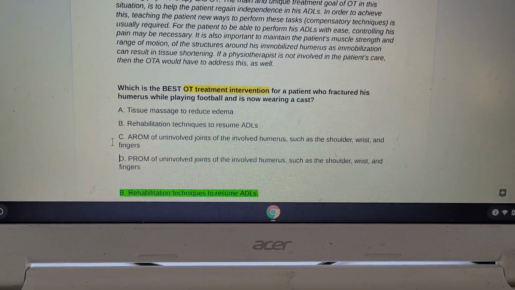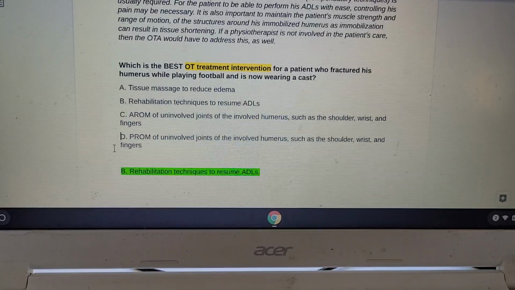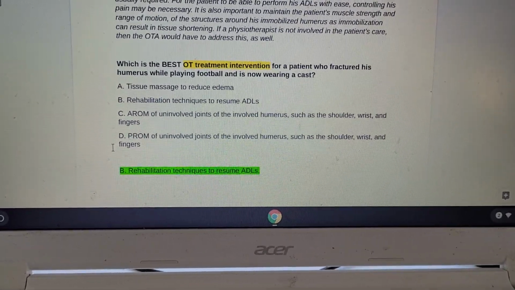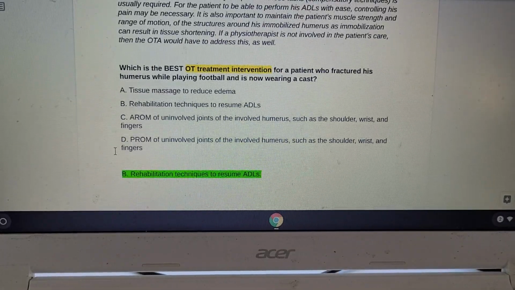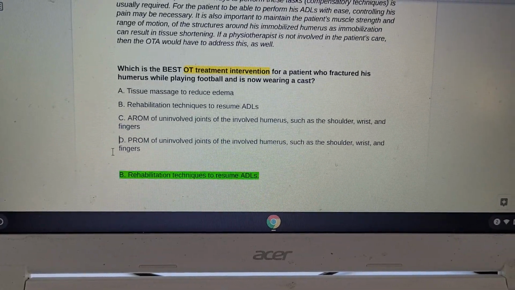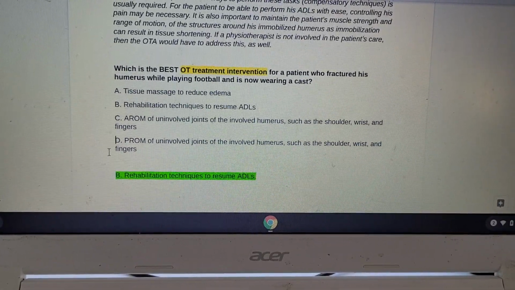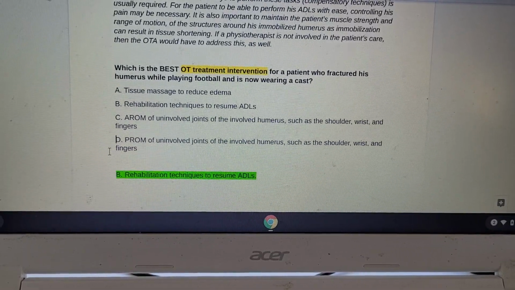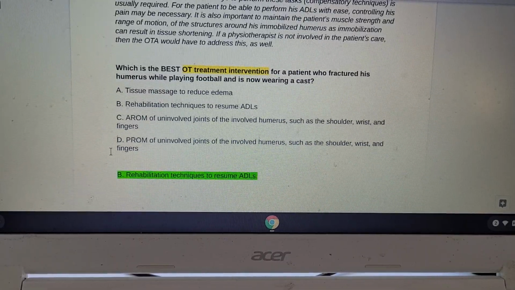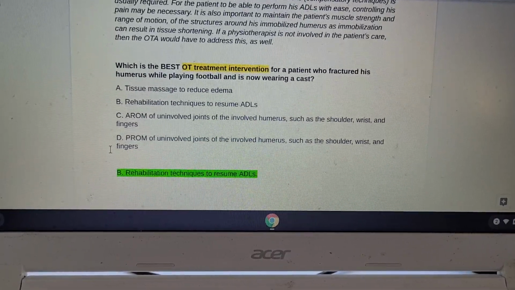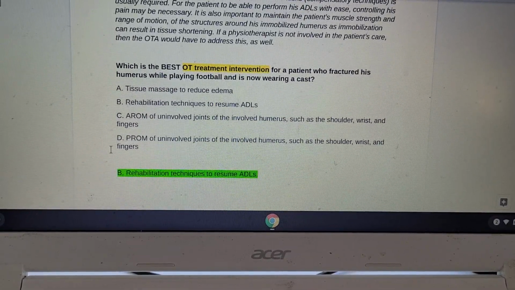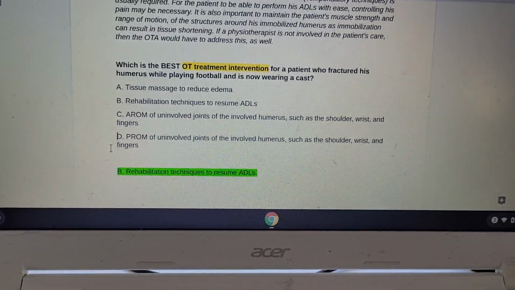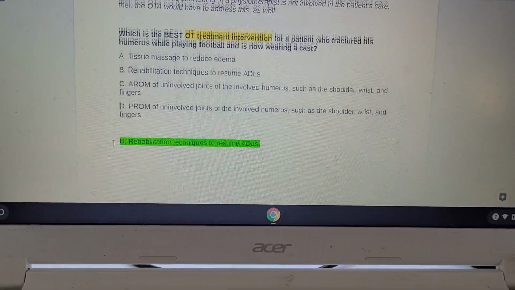What is the best OT treatment intervention for a patient who fractured his humerus while playing football and is now wearing a cast? Remember, OT treatment intervention. A, tissue massage to reduce edema. B, rehabilitation techniques to resume ADLs. C, AROM of uninvolved joints of the involved humerus, such as the shoulder, wrist, and fingers. D, PROM of involved joints of the involved humerus, such as the shoulder, wrist, and fingers. So the answer is rehabilitation techniques to resume ADLs.